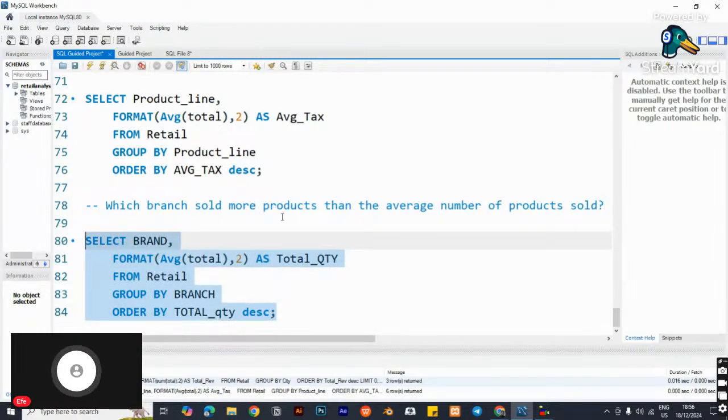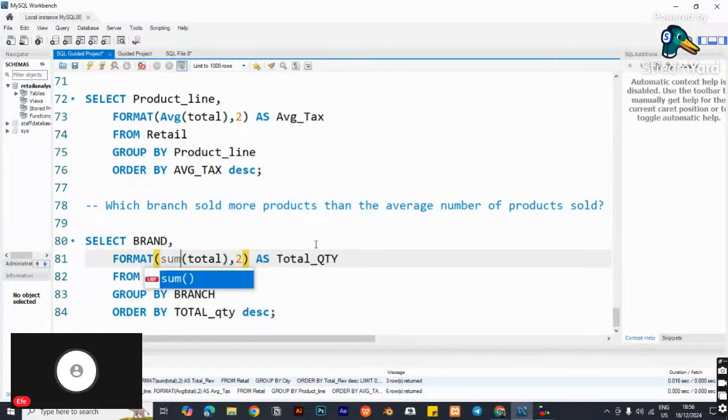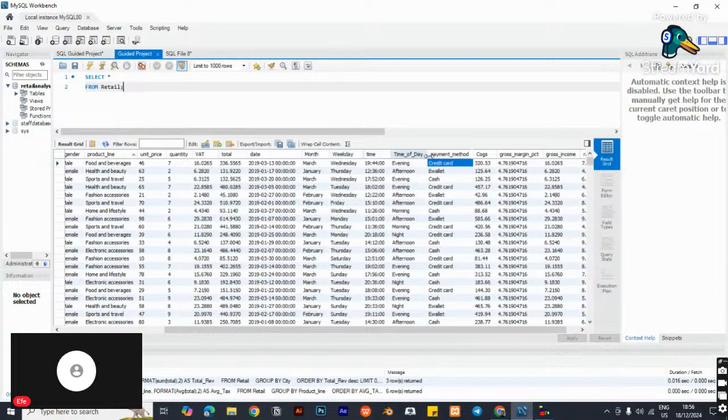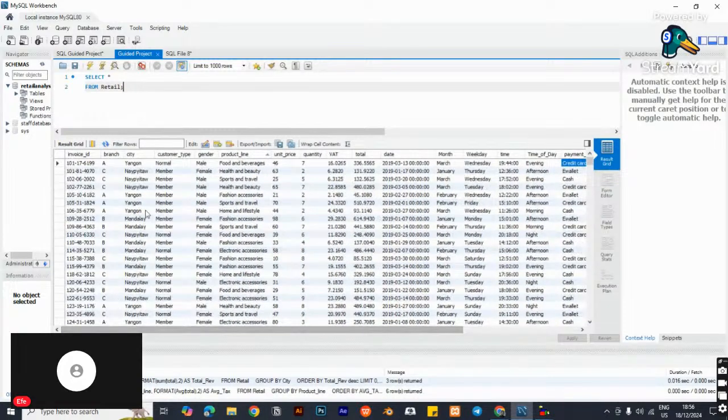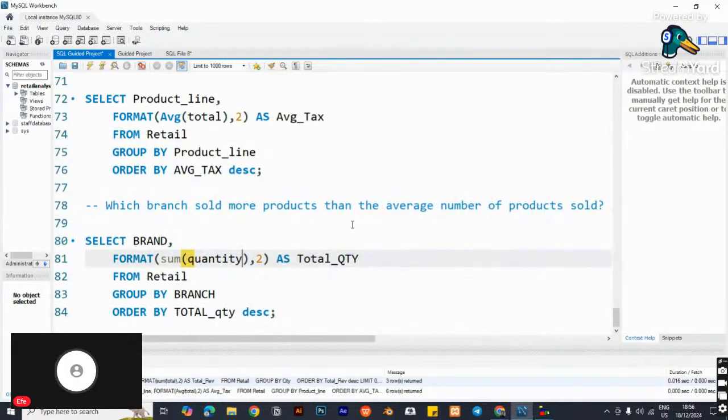Sorry, which branch sold more products than the average number of products sold? So we're not using average here, we're using the sum. Which branch sold more products than average? So we're summing the total quantity. Okay, there's a column called quantity here. So that's what the question means. So we're gauging the performance by quantity.